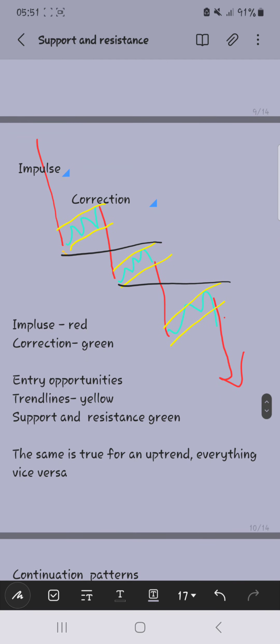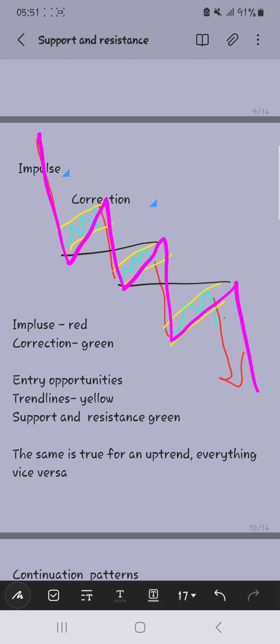So what do we have over here? The market makes an impulse, and this is what we were looking at. So impulse, correction, impulse, correction, impulse, correction, impulse. These are the corrections that we were talking about. These were the pullbacks that we were mentioning earlier.